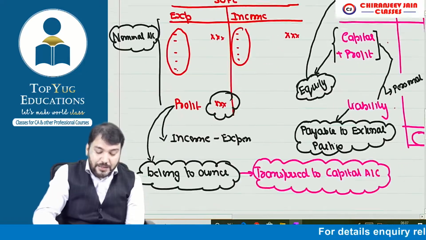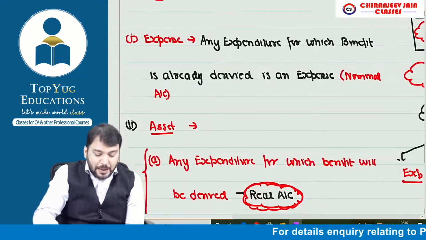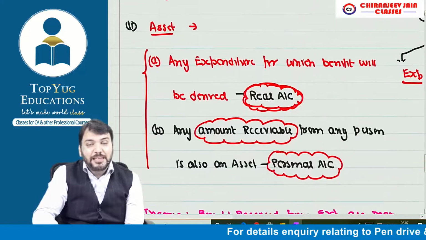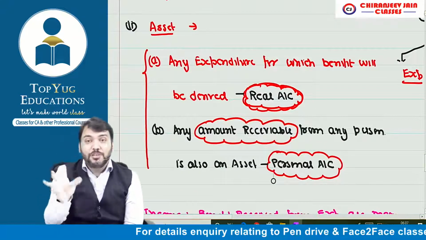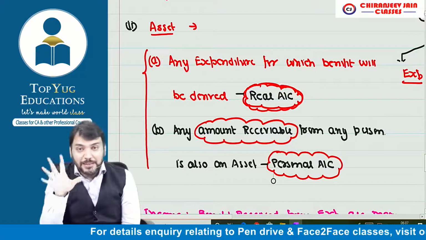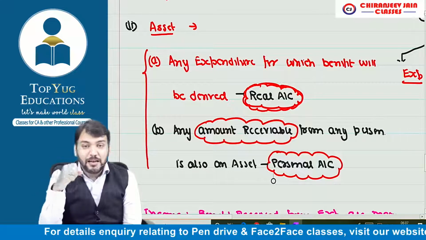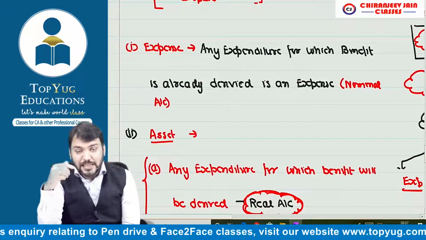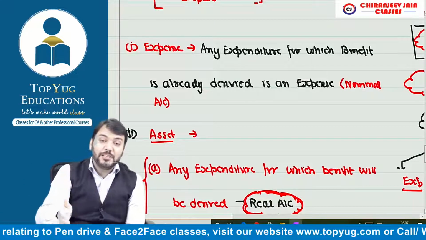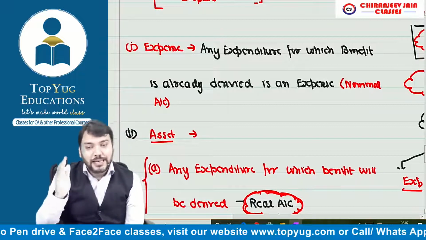Yes sir, correct. Then I came to the definitions of capital, asset, liability, income and expense. These are the 5 elements of financial statements. Entire accounting revolves around these 5 items. If you don't know these 5 items, it means you don't know accounting. So what is the meaning of expense? Any expenditure for which benefit is already received is known as expense.